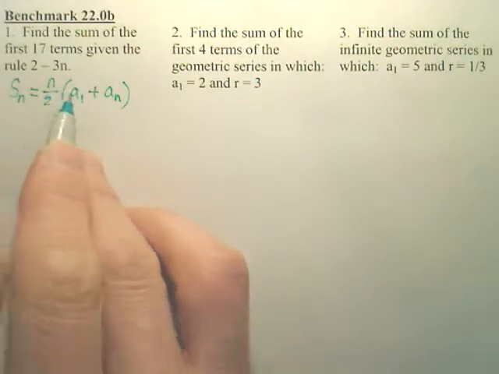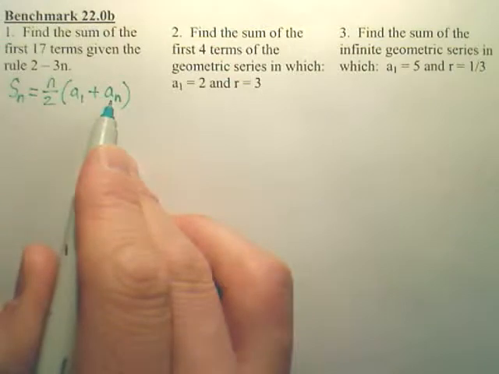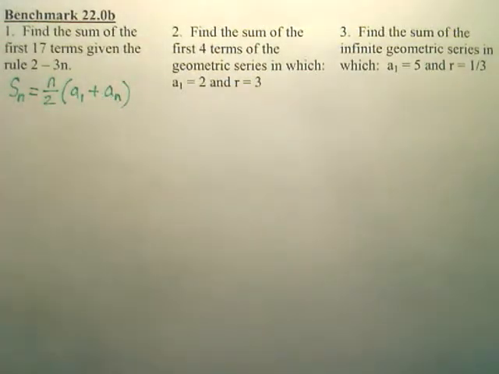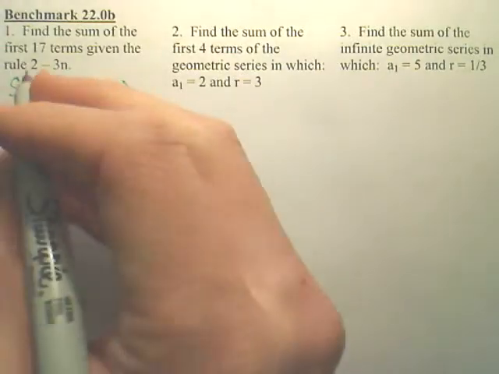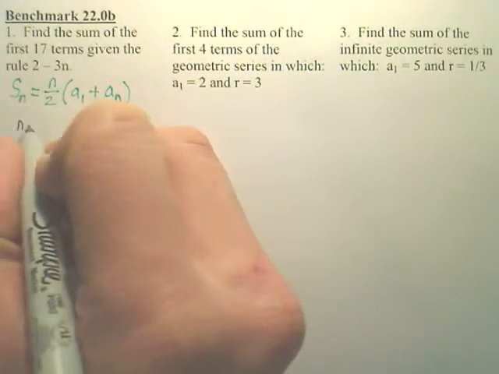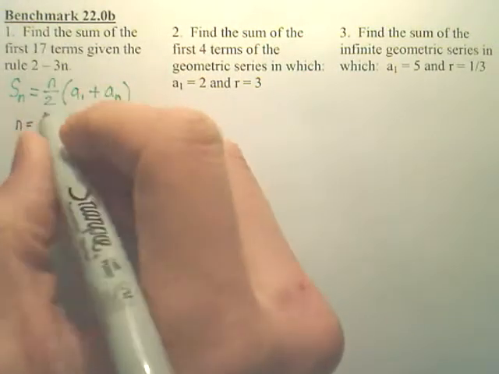N is the number of terms. A1 is the first term. An is the last term. So, to do this, we now need to find those three variables. Well, n is pretty simple. The number of terms, 17.